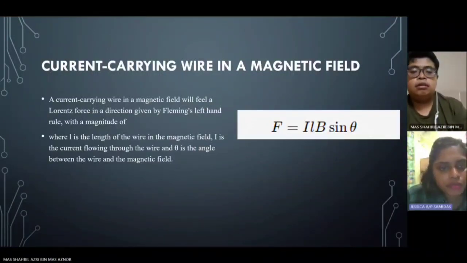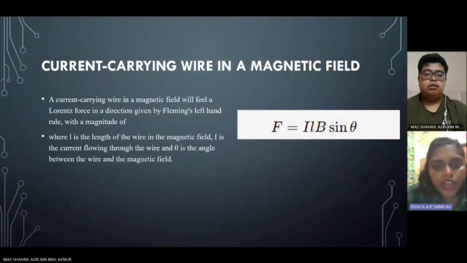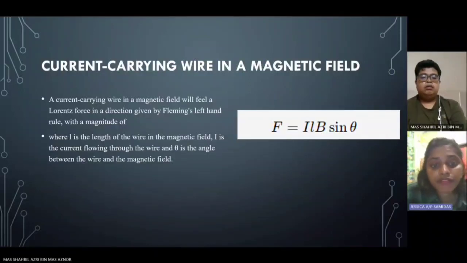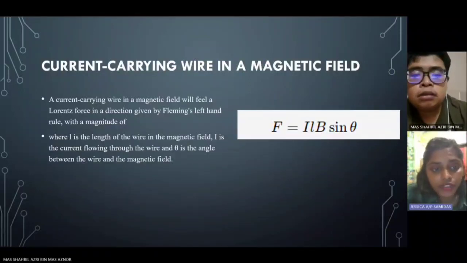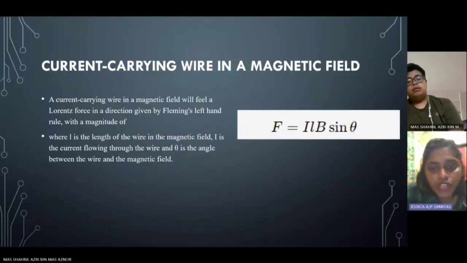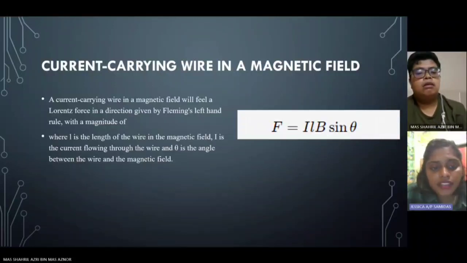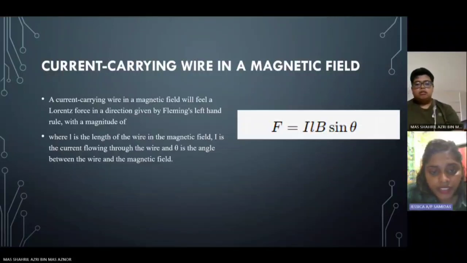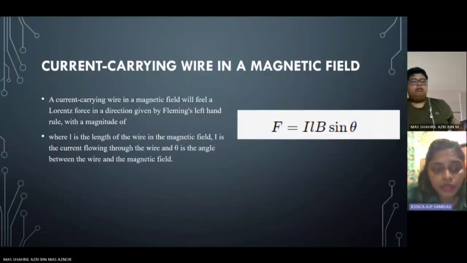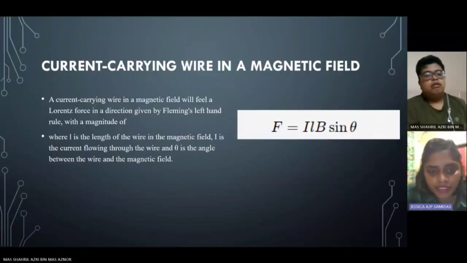I would like to present the current carrying wire in a magnetic field. A current carrying wire in a magnetic field will feel a Lorentz force in a direction given by Fleming's left hand rule, with a magnitude of F equals ILB sin theta, where L is the length of the wire in the magnetic field, I is the current flowing through the wire, and theta is the angle between the wire and the magnetic field.